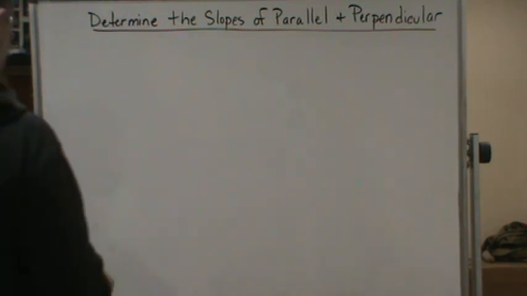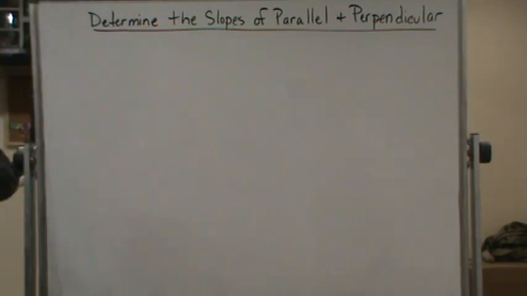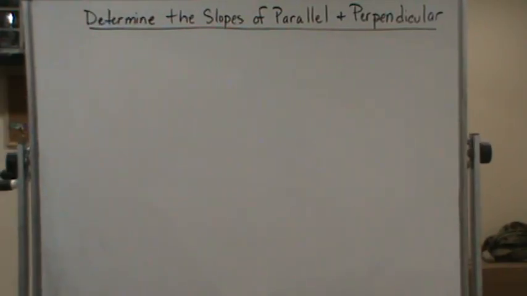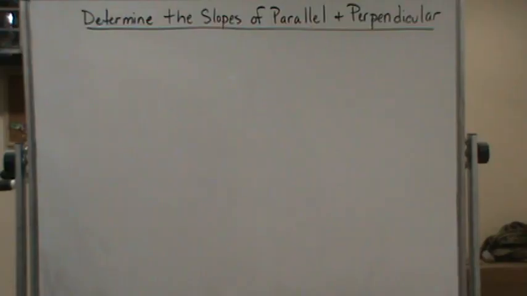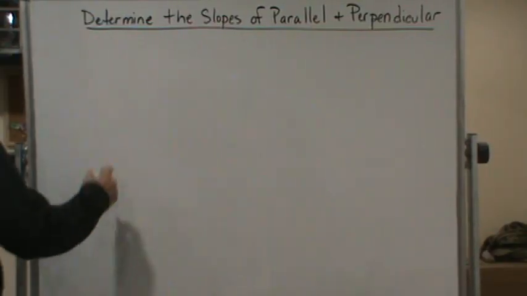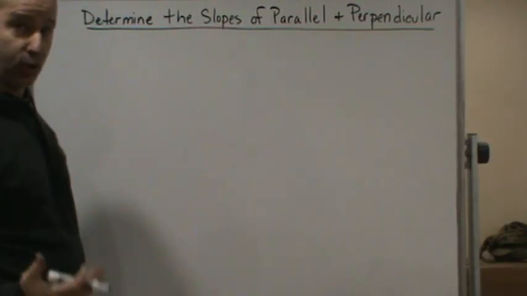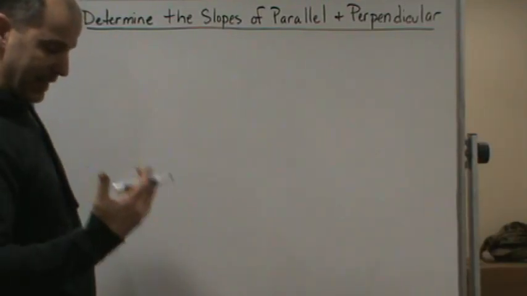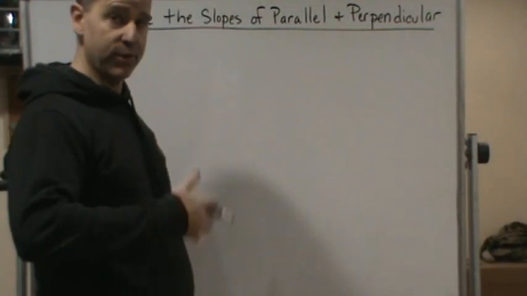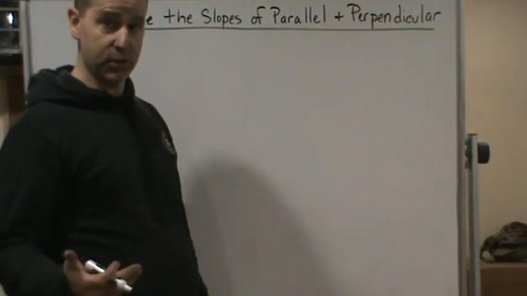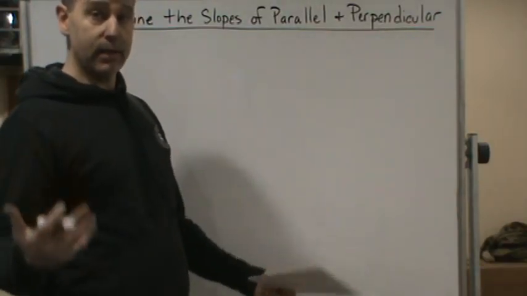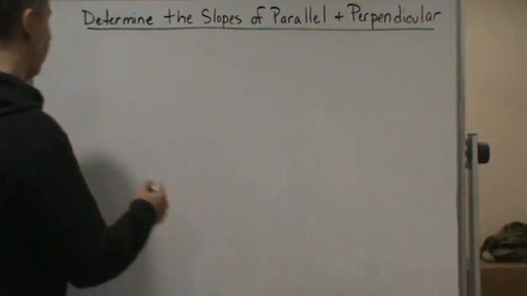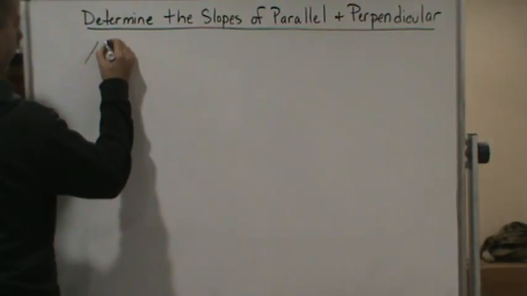All right, welcome back. Now we're going to talk about parallel lines and perpendicular lines and the slopes. So when we look at parallel lines, by definition, they are lines that never intersect. So in order to never intersect as the lines go off in both directions to infinity, they must have the same slope. Okay?